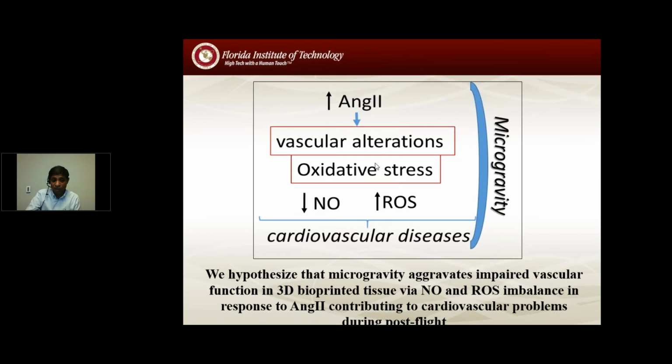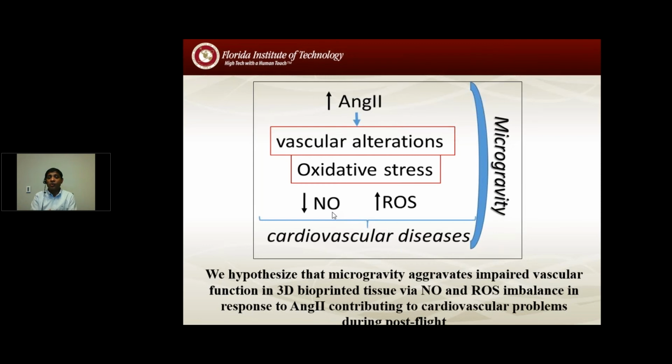So as I mentioned, let me show you our long-term goal. When you are exposed to microgravity, you have vascular alterations that cause oxidative stress, which will reduce your nitric oxide level, increase your reactive oxygen species production, and cause cardiovascular disease. So our goal is to see if we can develop an angiotensin II blocker, which will help restore this nitric oxide level and prevent cardiovascular disease. So that's our goal.